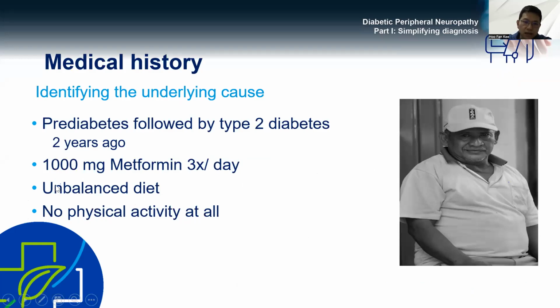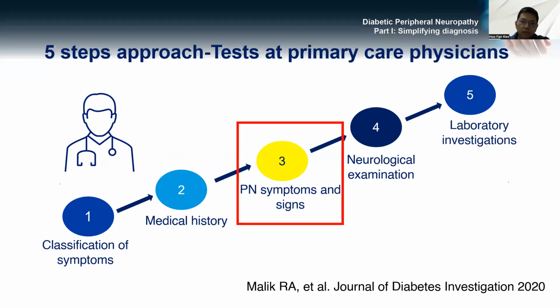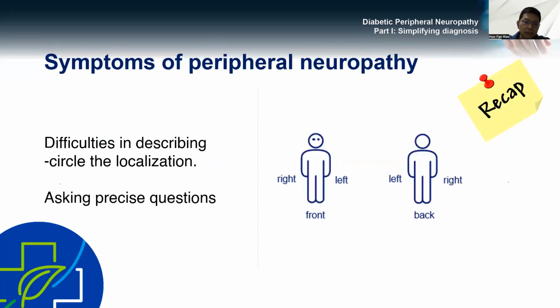So Mr. Ahmad had a history of pre-diabetes, followed by type 2 diabetes 2 years ago. He's taking metformin about 1,000 milligrams 3 times per day. He's practicing an unbalanced diet and a very sedentary lifestyle, no physical activity at all. So the next step, we shall look at the peripheral neuropathy symptoms and signs.